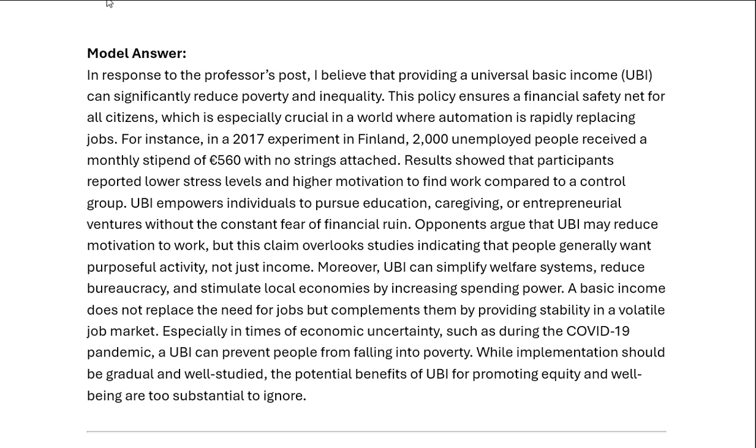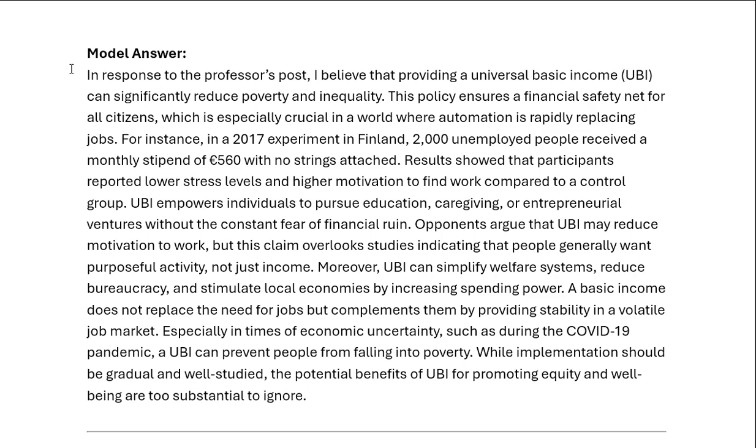Model response. In response to the professor's post, I believe that providing a universal basic income, UBI, can significantly reduce poverty and inequality. This policy ensures a financial safety net for all citizens, which is especially crucial in a world where automation is rapidly replacing jobs. For instance, in a 2017 experiment in Finland, 2,000 unemployed people received a monthly stipend of £560 with no strings attached.